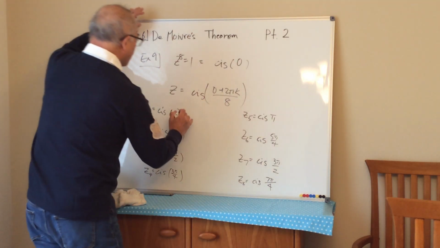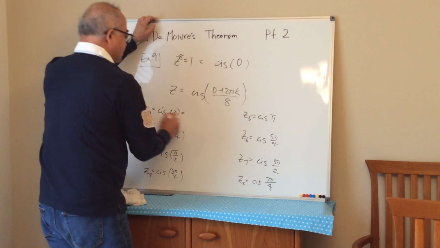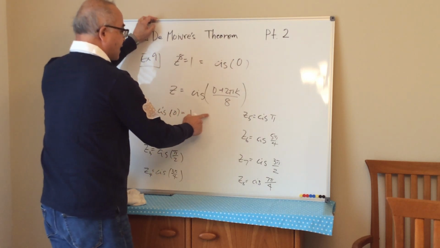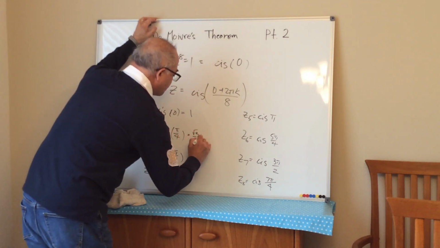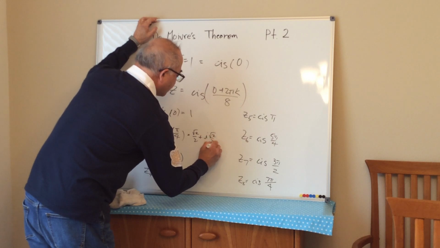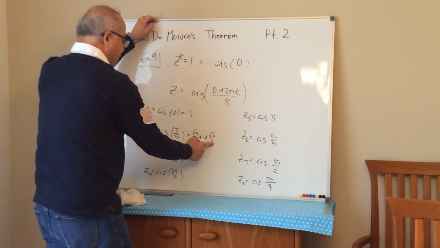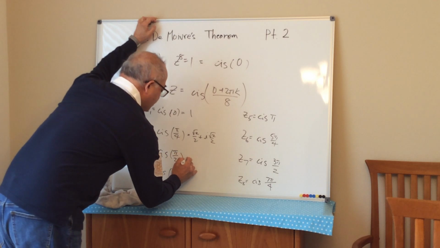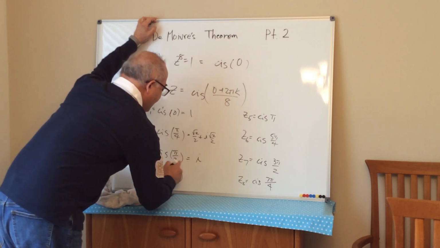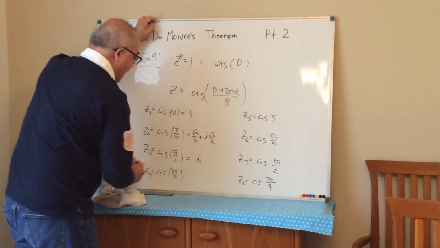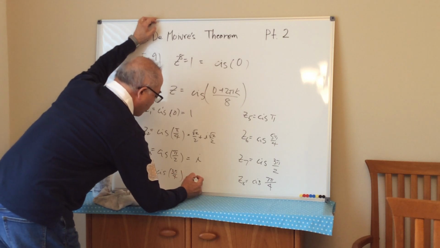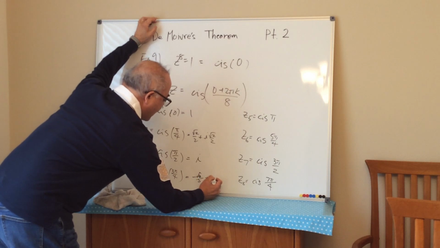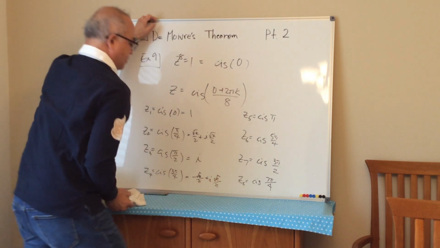Okay? So if you actually do this, what do I get? Cosine 0, which is 1, plus I sine 0, which is 0. I'm going to get what over here? I'm going to get root 2 over 2 plus I root 2 over 2. This is cosine pi over 4, sine pi over 4. Cosine pi over 2 is 0, plus I sine pi over 2 is 1, so it's going to be just I. This is going to be cosine 3 pi over 4, which is negative root 2 over 2, plus I root 2 over 2.